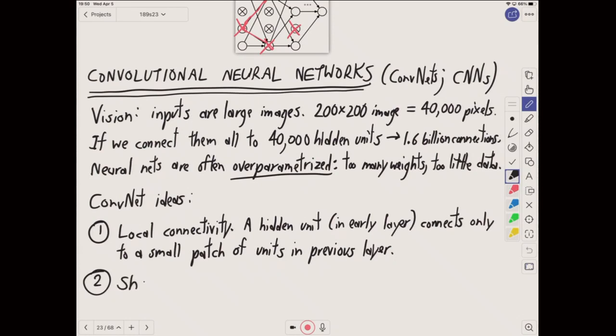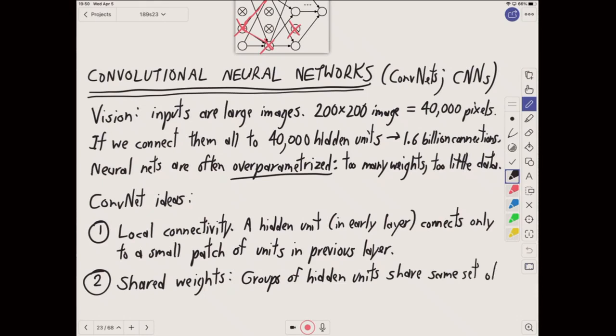The second idea is shared weights. So what that means is that we're going to have groups of hidden units that, instead of each one having its own little bunch of weights, are all going to share one little bunch of weights, and all these different hidden units are going to use the same small set of input weights.